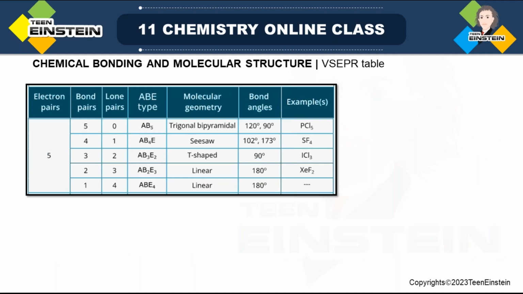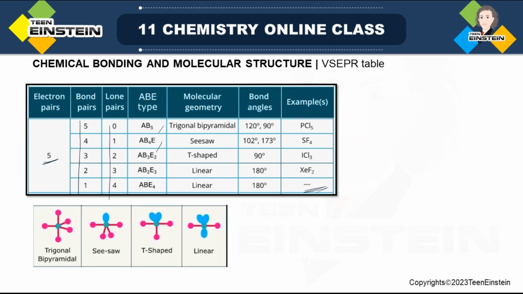The next possibility is electron pair 5. After 4, now we have entered 5. So under 5, see, gradually we are decreasing the bond pair and gradually the lone pair number is increasing, and the formula is also changing accordingly. AB5, then just reduce the number of B and increase E. So AB4E, AB3E2, AB2E3, and the last one ABE4. These types of examples are very rare, so you can see there is no example, but the possibility is always there.